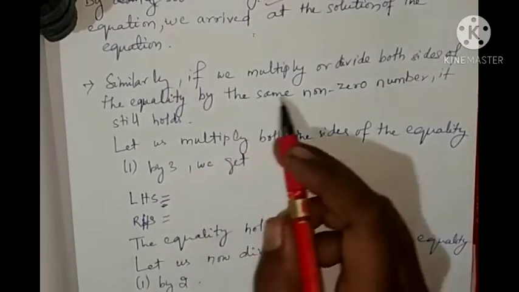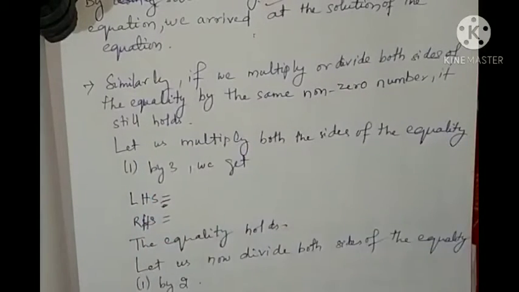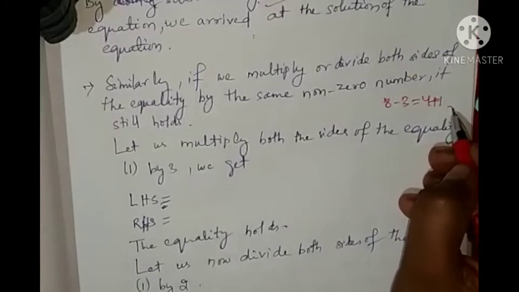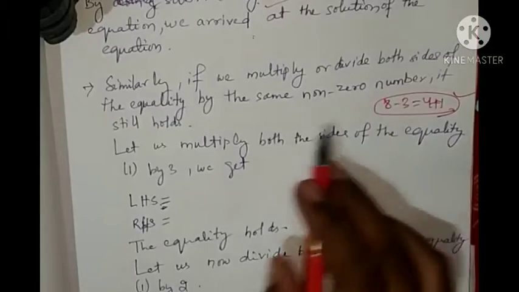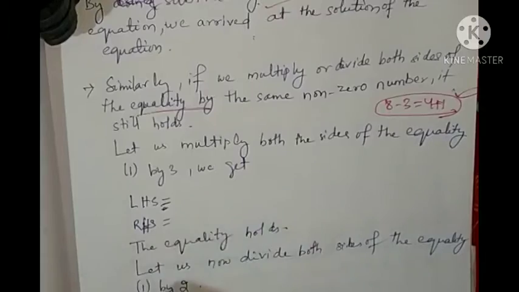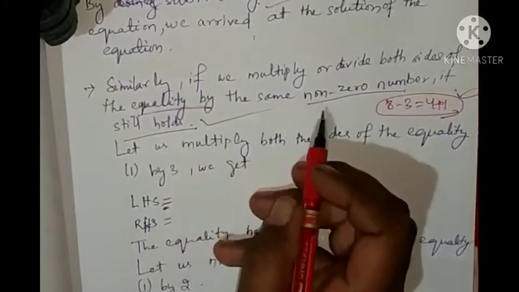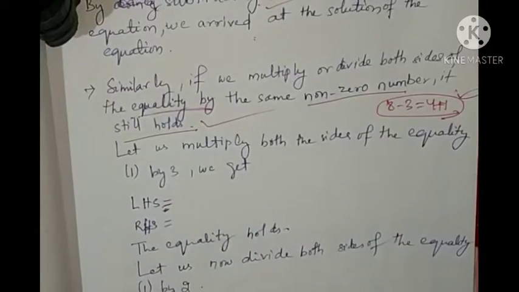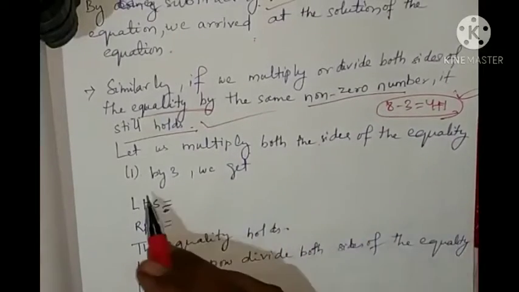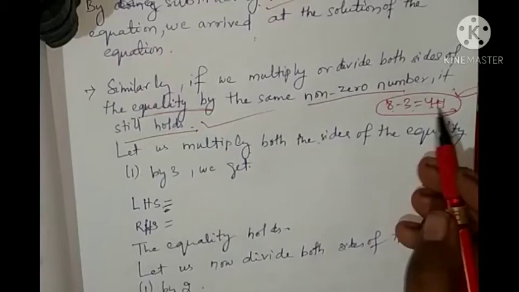Similarly, if we multiply or divide both sides of the equality by the same non-zero number, it still holds, meaning the equality will still remain, that does not change. We are using the same equality, 8 minus 3 equal to 4 plus 1. So let us multiply both sides of equality 1 by 3. Equality 1 is 8 minus 3 equal to 4 plus 1.